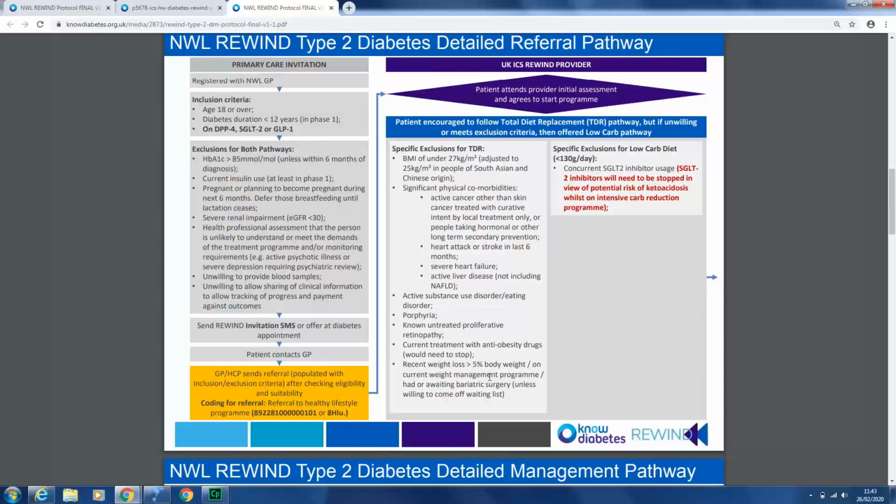Additionally, they can't have a recent weight loss of over 5% body weight that is unexplained, be on a current weight management program, or awaiting bariatric surgery, in which case they would need to come off that waiting list. Important that SGLT2 inhibitors are stopped as part of this.